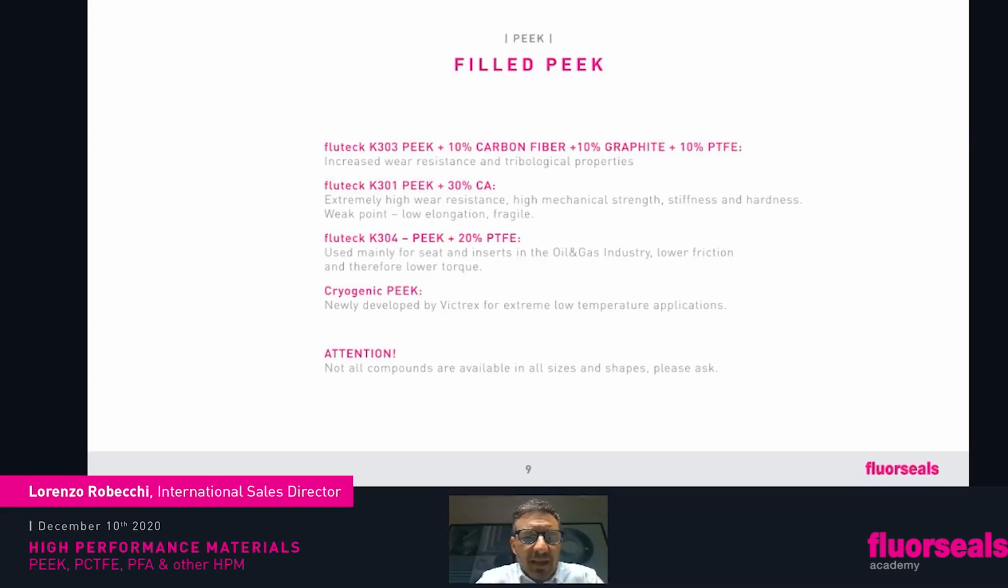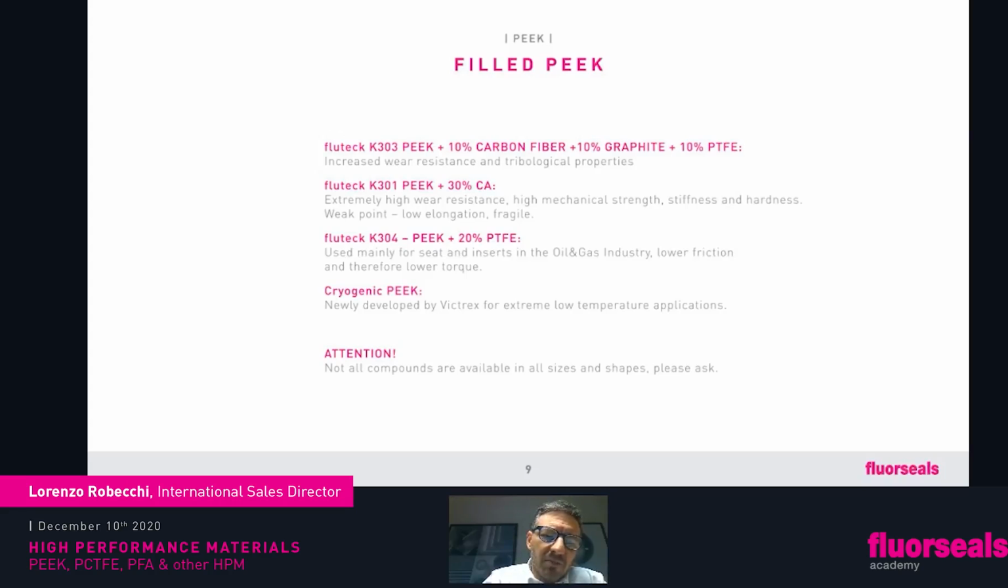What we call PEEK K301 is a 30% carbon fiber. This is the very high end of PEEK when it comes to stiffness and strength. Well, not only in PEEK, I would say among all plastics, this is one of the strongest plastics that you can have. The weak point is that it is very fragile, very brittle, and has very low elongation.